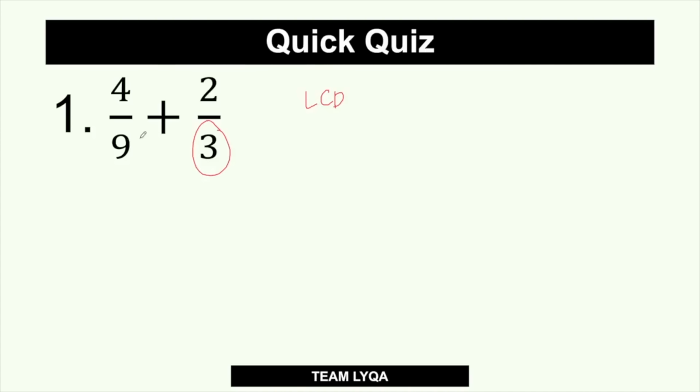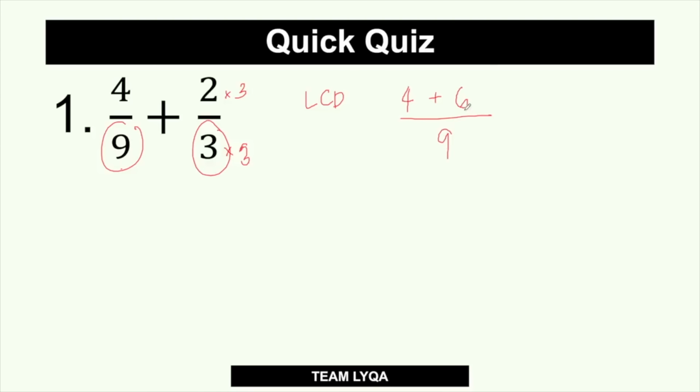Ang LCD ng 3 at saka 9. Since ang 9, which is the bigger number, kasha yung 3, ibig sabihin 3 times 3 is 9, pasok siya. 9 is a multiple of 3. Yun na lang yung gagawin nating LCD. So, 9. And then you just copy the 4 kasi wala ka namang ginawa dyan. Di mo lang siya binago. And then yung 3, para maging 9 times 3 mo. So, yung nasa taas, ito times 3 mo rin siya. So, magiging plus 6 over 9.